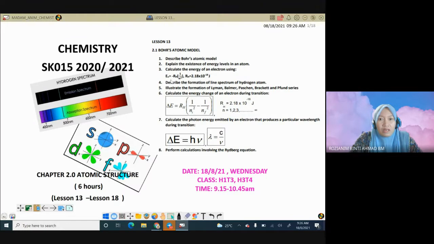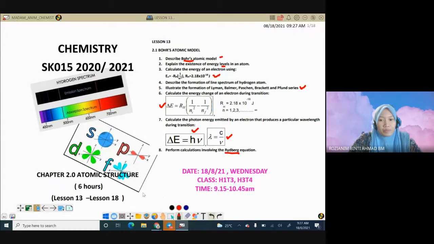So regarding the several objectives here. Firstly, you must describe the postulates of Bohr. So you must memorise the 3 postulates involved. Explain the existence of energy levels, meaning the number of shells of the atom. And we must calculate the value of energy by using this formula. And then the second formula, the changes of the energy. Then illustrate the formation of the line spectrum according to the several series. And calculate the changes of the energy according to the general formula related to the wavelength. And we need to calculate based on the Rydberg equation.